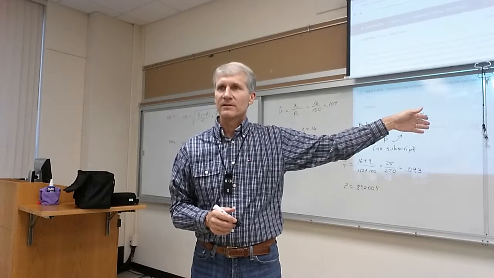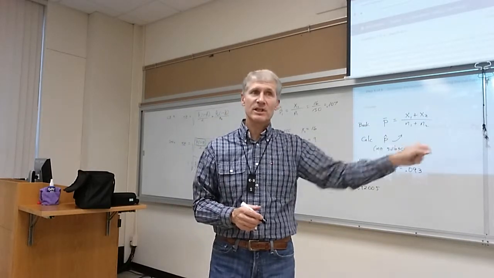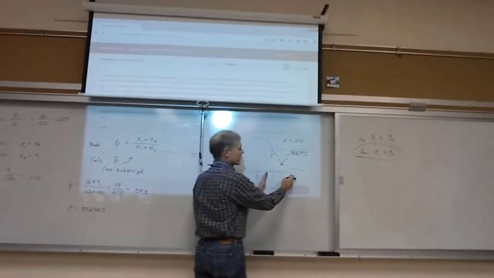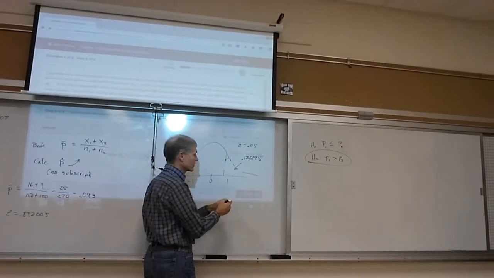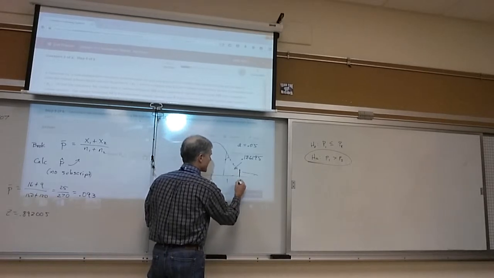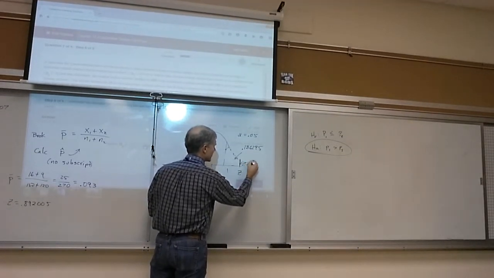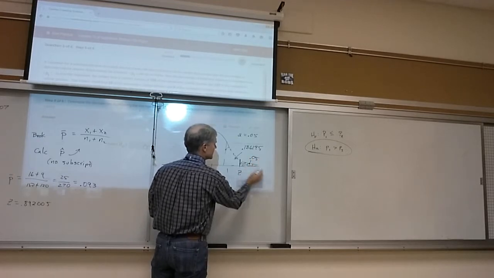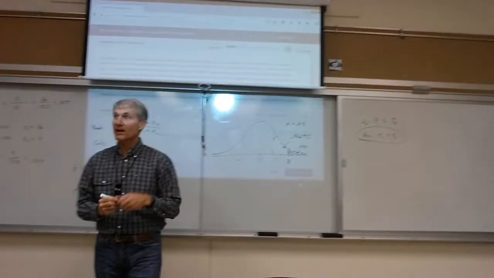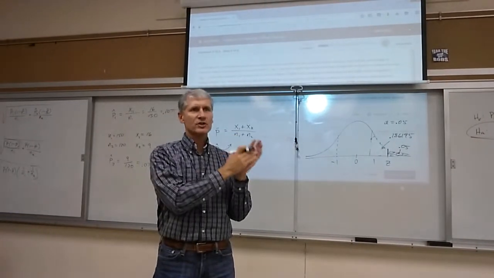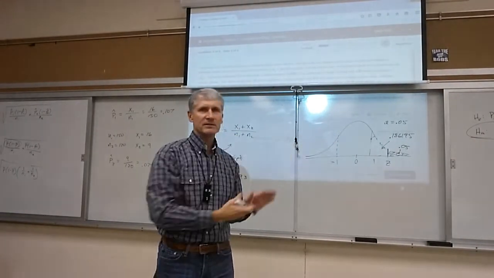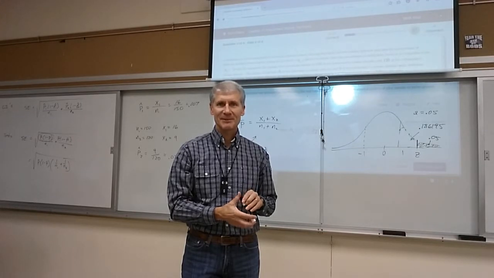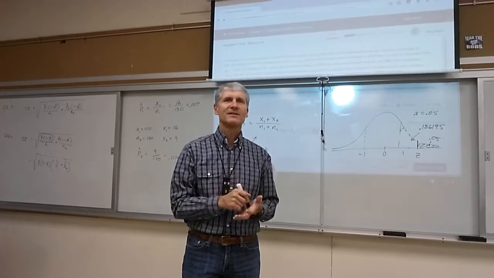If your p-value was less than alpha. If the p-value was less than 0.05. Well, how far out do I go before that happens? In other words, what's the value of z that has 0.05? How do I find a value of z that has a certain area to the right? Yep. What were you saying, Dorlin?